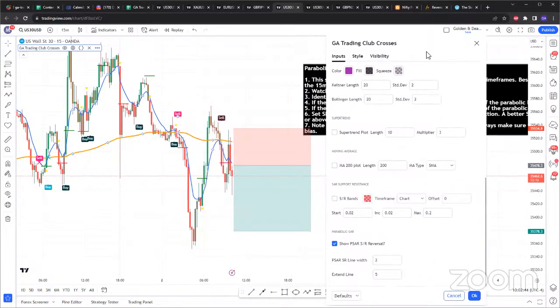Okay, let me check. If you don't, that means you have the old version, you just need to remove it and reapply it. No, I just put the new version because I have the time filter. Okay, so do you have this option, parabolic SAR at the bottom in inputs? Yeah, let me check.